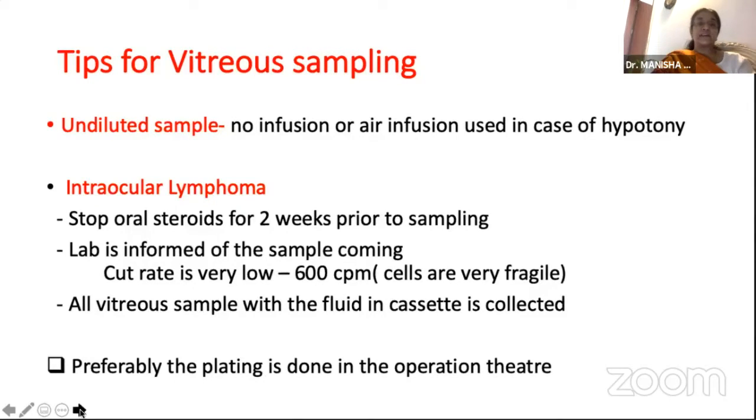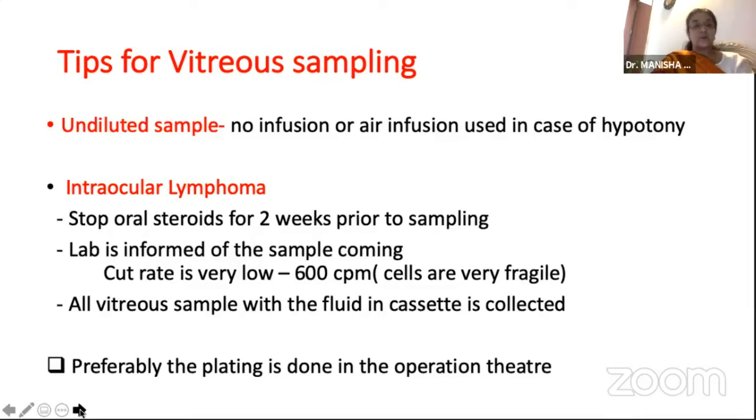Certain tips for vitreous sampling: you have to collect an undiluted sample as far as possible. So you should not put on the infusion at the start of collection of the sample. And if your eye starts becoming hypotonous, then you can use an air infusion, which is going to avoid dilution of the sample. For intraocular lymphomas, if that is your clinical suspicion, then it's best to stop the oral steroids 2 weeks prior to the sampling.